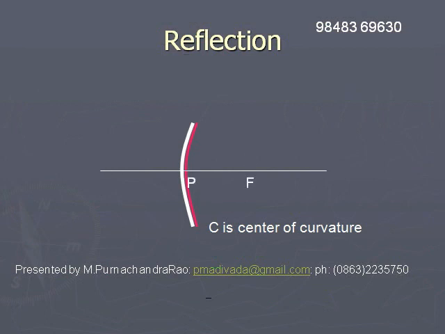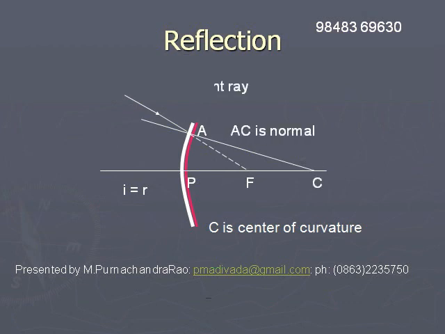In the case of a convex mirror, the ray which is incident on the convex mirror passing towards the focus also undergoes reflection such that I is equal to R, and after reflection it travels parallel to the principal axis. This reflection is indicated in the second figure.